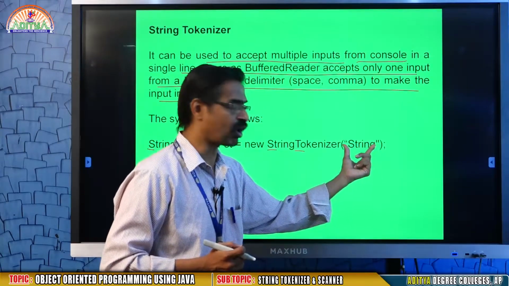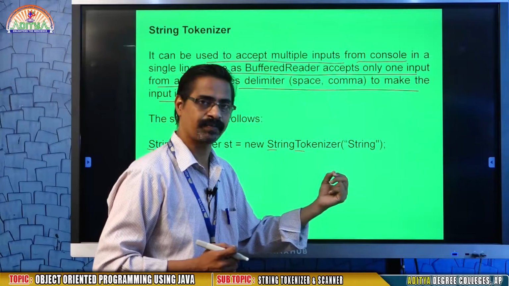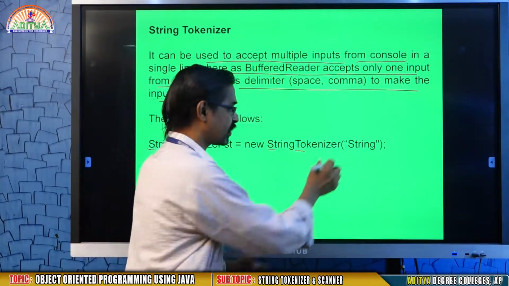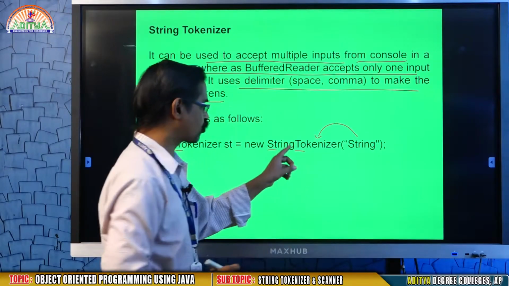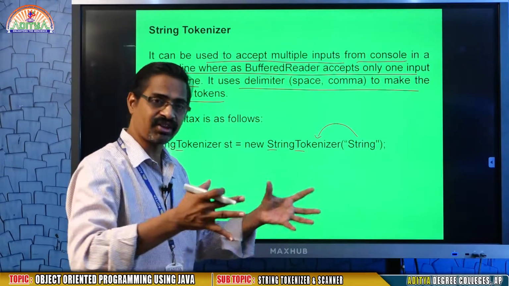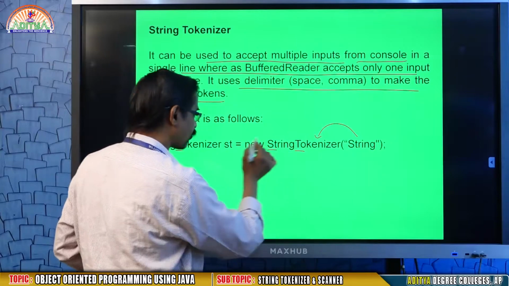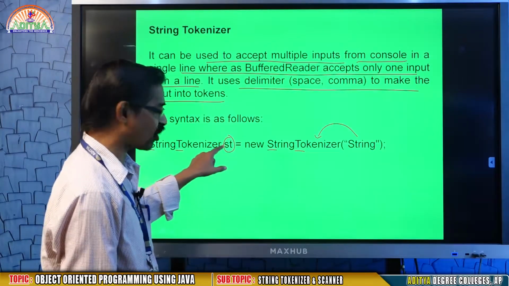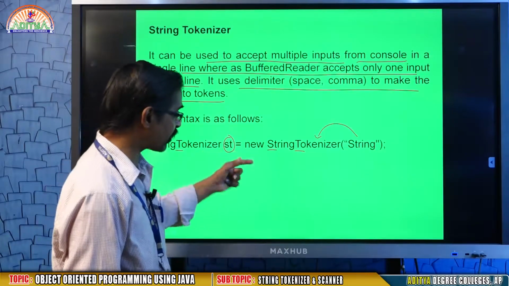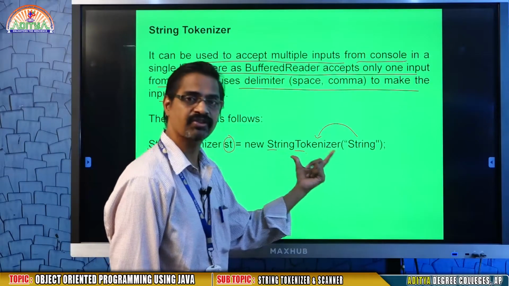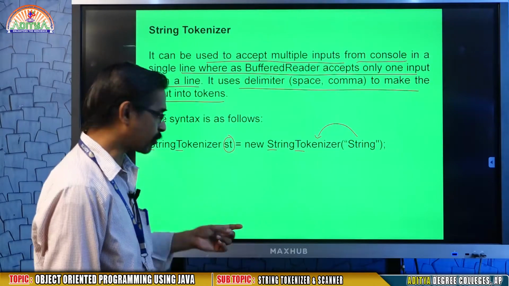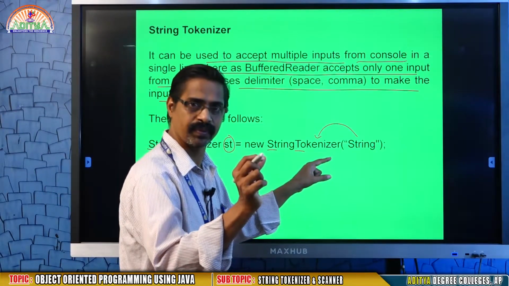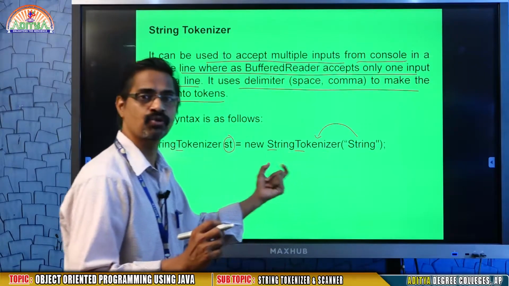Symbolically I represented the string in double quotations. It will take this string as input. The tokenizer will divide the string and that reference it will maintain in st. Now st is an object, and this object references the string taken by StringTokenizer. That means the purpose of st is to read each word from this StringTokenizer.